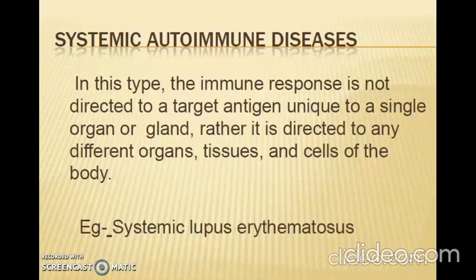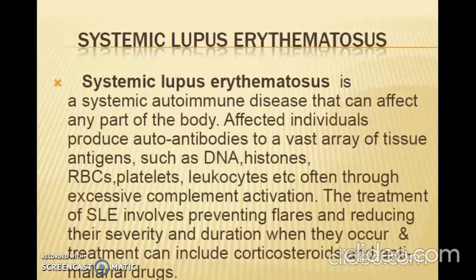The next category is the systemic autoimmune diseases. In this type, the immune response is not directed to a target antigen unique to a single organ or gland. Rather, it is directed to many different organs, tissues and cells of the body. For example, systemic lupus erythematosus. Systemic lupus erythematosus is a systemic autoimmune disease that can affect any part of the body.